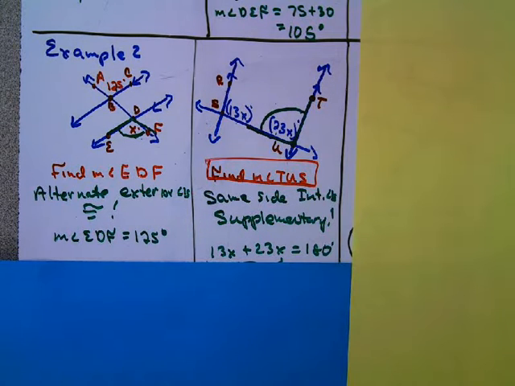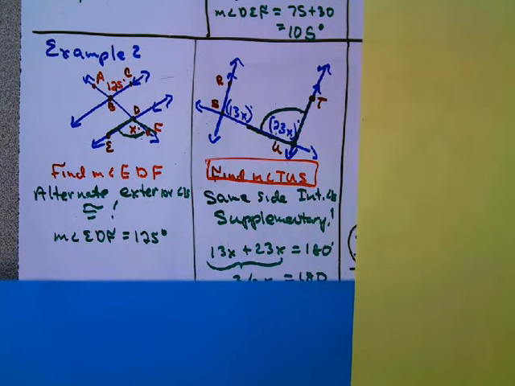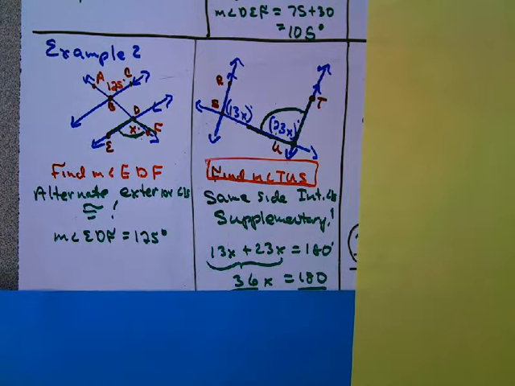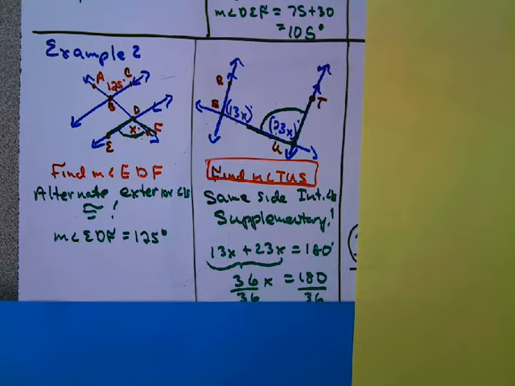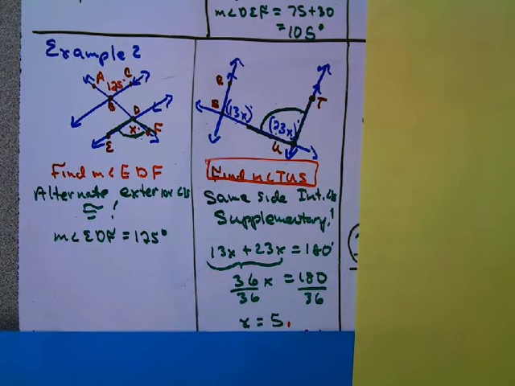Not done yet. I want the measure of angle TUS. So I'm going to multiply 23 by 5 and get 115 degrees. Okay, so same side interior, supplementary.